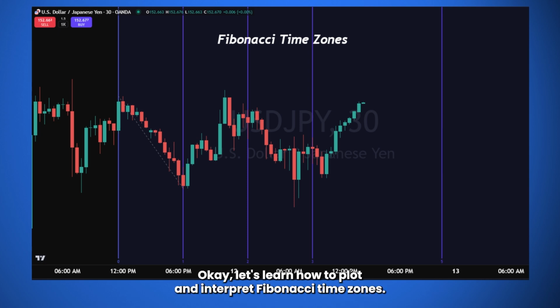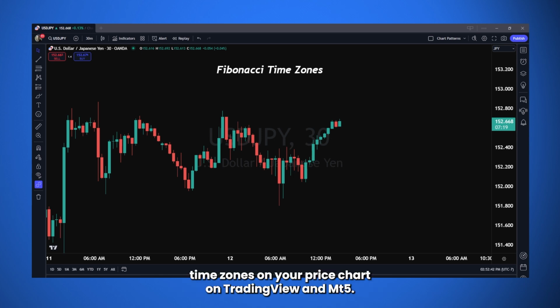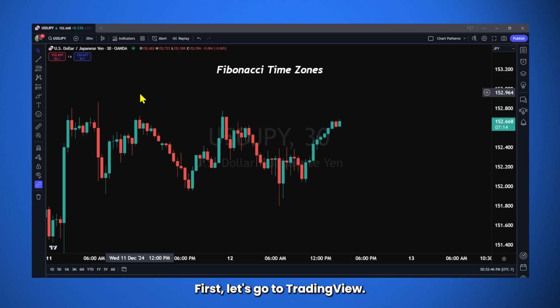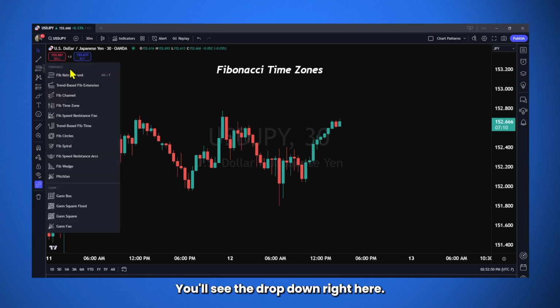Okay, let's learn how to plot and interpret Fibonacci time zones on your price chart on TradingView and MT5. First, let's go to TradingView. You'll notice your tools section, your toolbar over here. Go ahead and give that arrow a click. You'll see the drop down right here. You get your Fibonacci time zones.